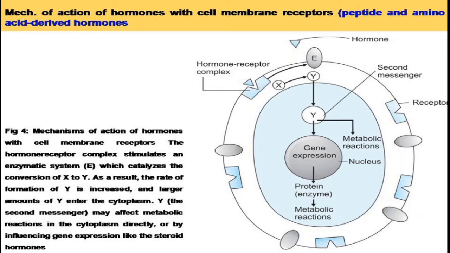The hormone, which may be considered the first messenger, does not enter the target cell. Instead, it sends another molecule to transmit the message. Therefore, the molecule which enters the cell is called the second messenger. The most common second messenger is cyclic AMP, which may affect metabolic reactions in the cytoplasm directly or by influencing gene expression like the steroid hormones. So, this is how the hormones show their effect.